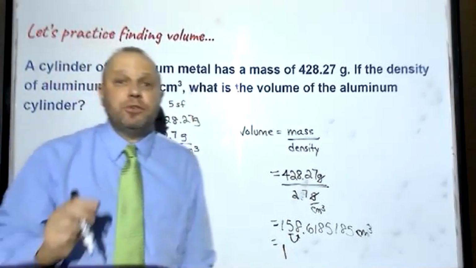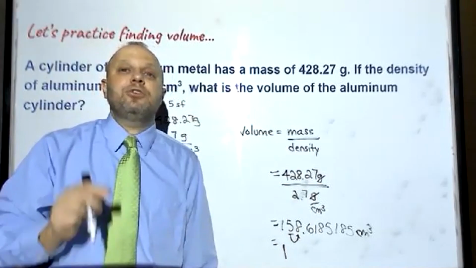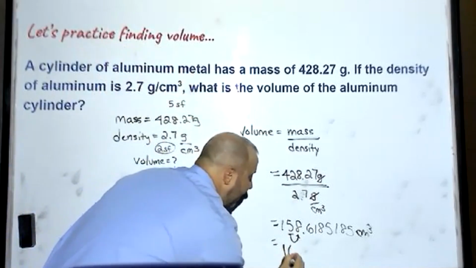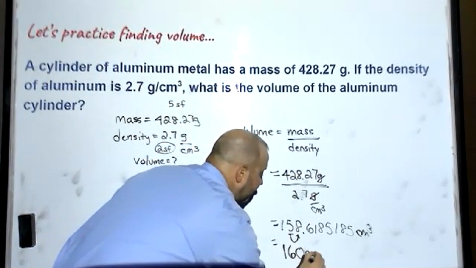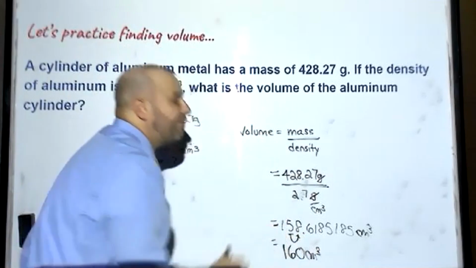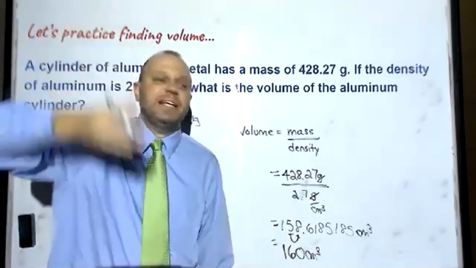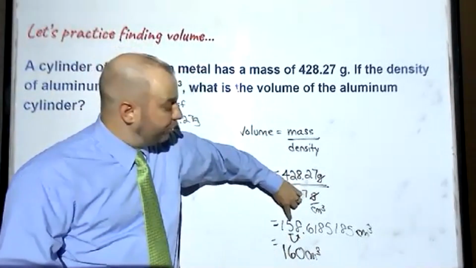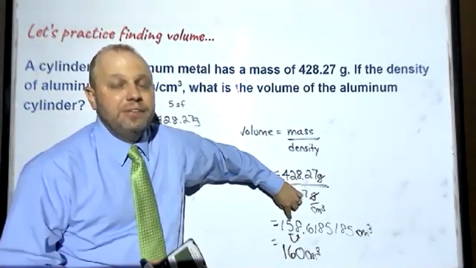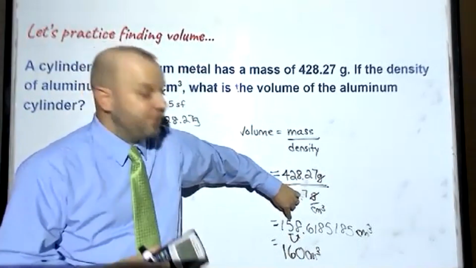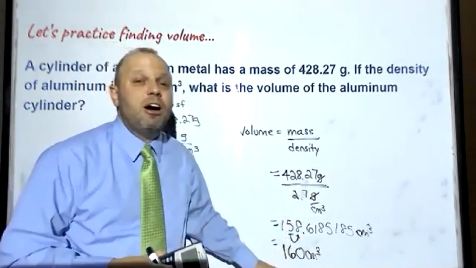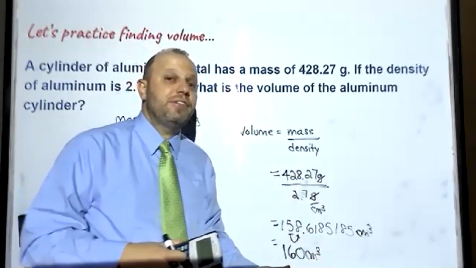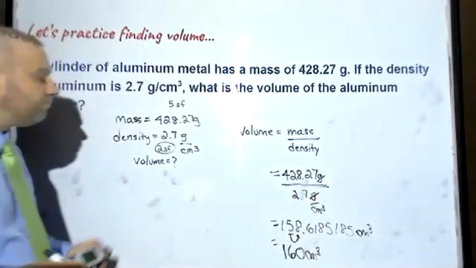So be careful. Some of us are going to want to say that the answer is 16, but it's not. So it's 160 centimeters cubed. This 5 is in the tens place. So we have ones, tens, hundreds. If the 5 is in the tens place and it rounds to a 6, then we have a 6 in the tens place. So it has to be 160, not 16. Don't just chop off the rest of it.